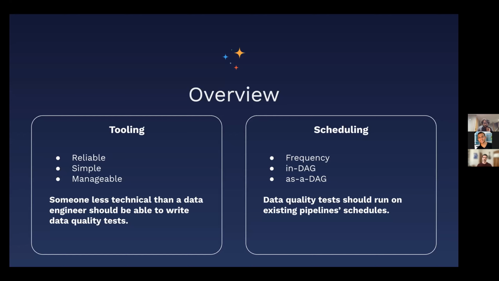For scheduling, we're going to look at frequency in a DAG and as a DAG. We're going to get to what that means in just a little bit. The big takeaway is data quality tests should run on existing pipeline schedules. We shouldn't have to rethink the whole data ecosystem at your organization just to add data quality.